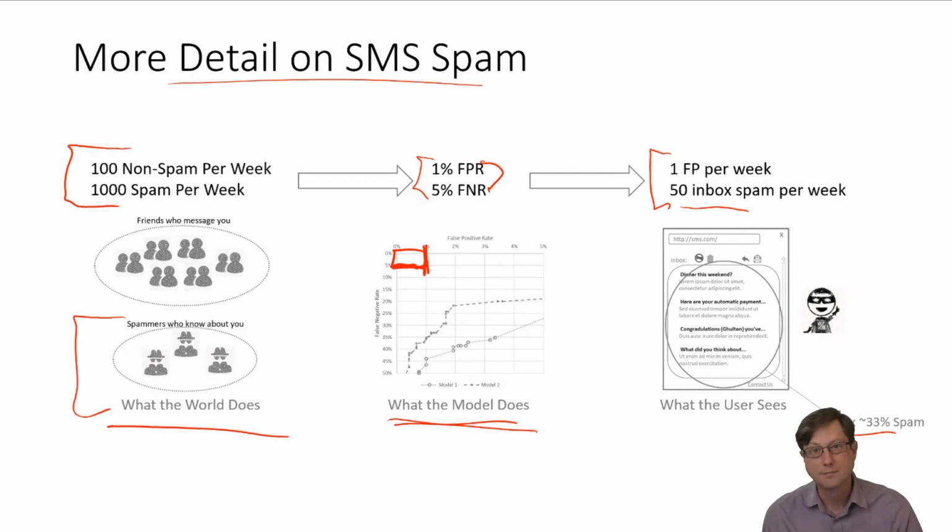1/3 of their inbox is spam. It sounds like a lot, 1 out of every 3 messages is spam. Your user might be saying, man, this system is full of spam and it sucks. While the modeling person is saying, man, I just achieved this really awesome false positive, false negative trade-off. And your users are saying you're terrible.